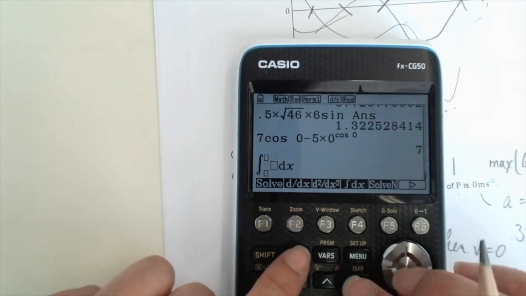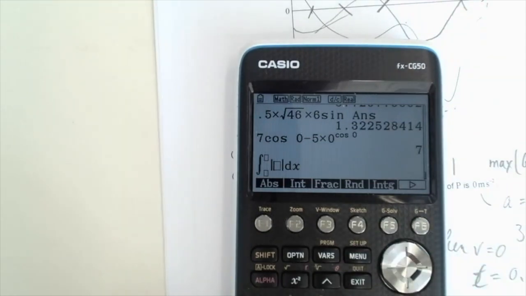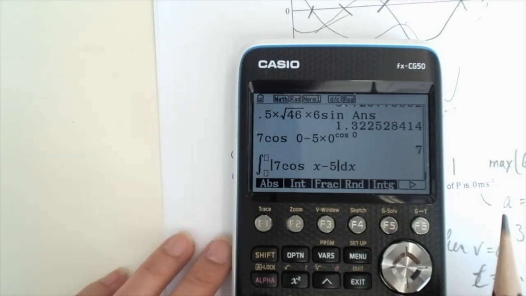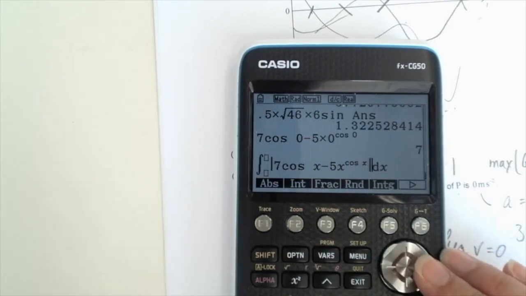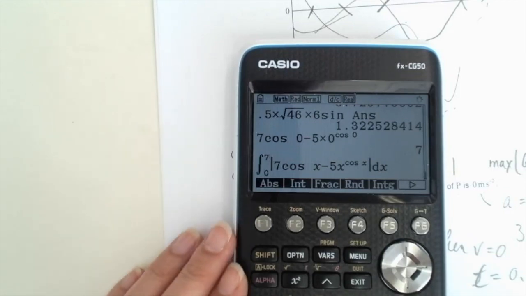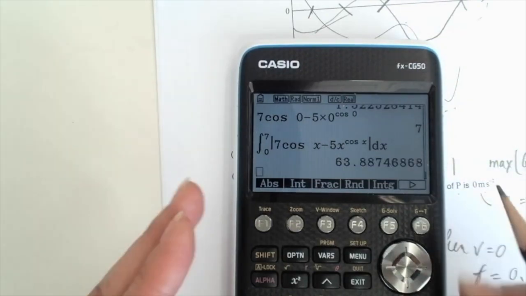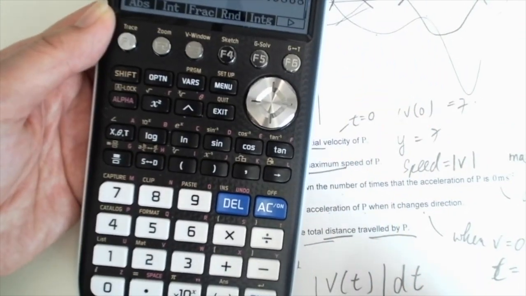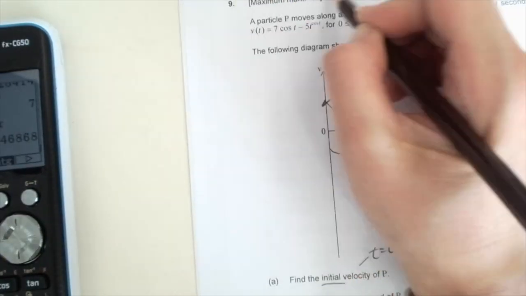Sorry. So now we go to Option again, Numeric, Absolute first, magnitude it, and then we have 7 cos x minus 5 x to the power cos x. Now we have 0 to t. It's doing the work, like that. Yes, and remember you have magnitude, so it works for those. So that will equal 6.639 meters.